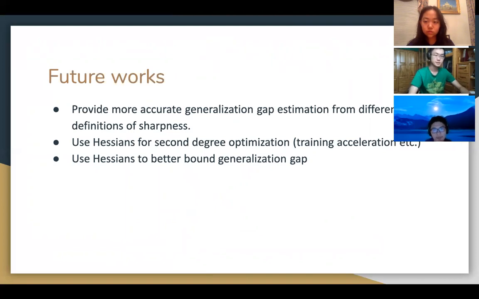So for the future directions, there are many interesting things that we can do, and our research has not stopped. For the sharpness part that Annie has been introducing, we hope to provide a more accurate generalization gap estimate on different definitions of sharpness. And for the Hessian part, we look forward to using the information that the Hessian has to provide some insight in terms of generalization and optimization. And hopefully we can have a better generalization bound or an accelerated optimization algorithm.